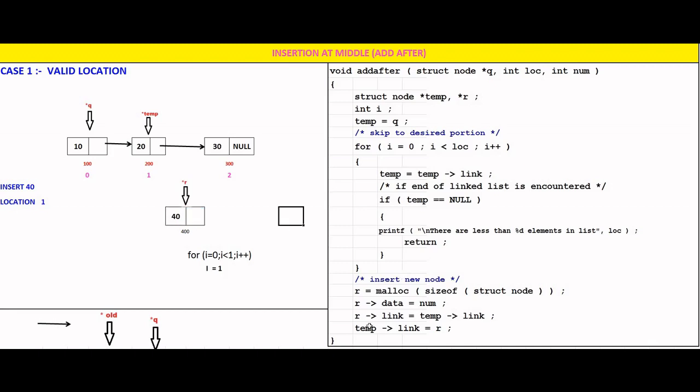So you put here 40. After that, next line, r of link is equal to temp of link. Means the link part of r will point to the temp of link. Temp of link contains what? 300. So we copy this temp of link address 300 into the r of link. Temp of link contains the address of 30, that is 300. We copy this 300 into r of link, means here. If we copy 300 here, it will point to this node.